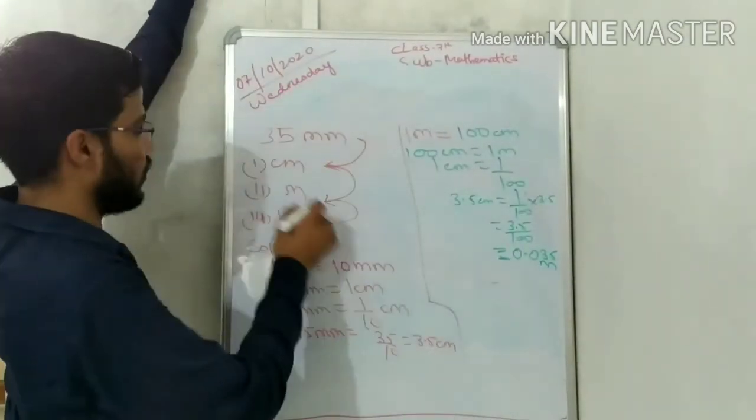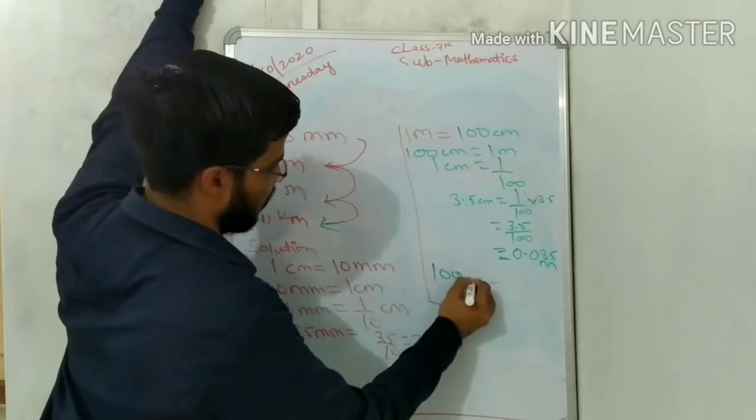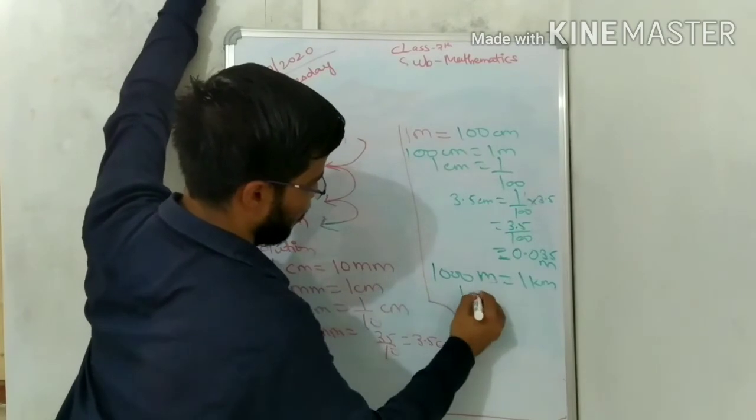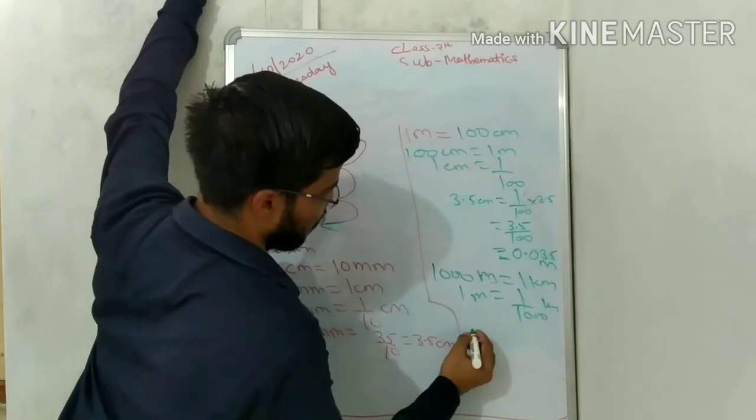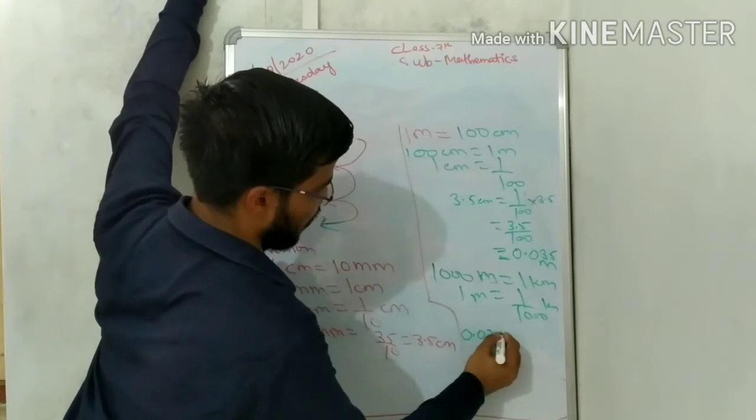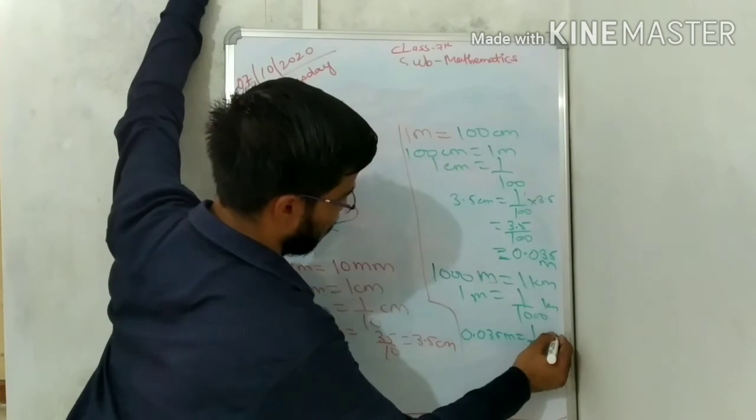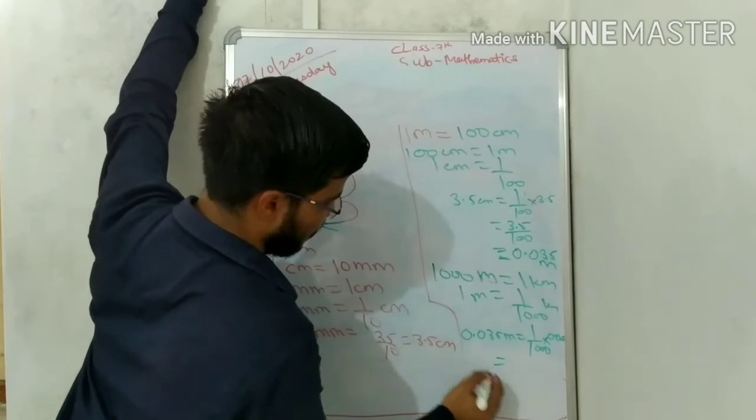Then we will proceed to find in kilometer. So what will we get? 1000 meters equals to 1 kilometer. So 1 meter equals to 1 by 1000 kilometer. Then 0.035 meter equals to 1 by 1000 into 0.035. What will we get?